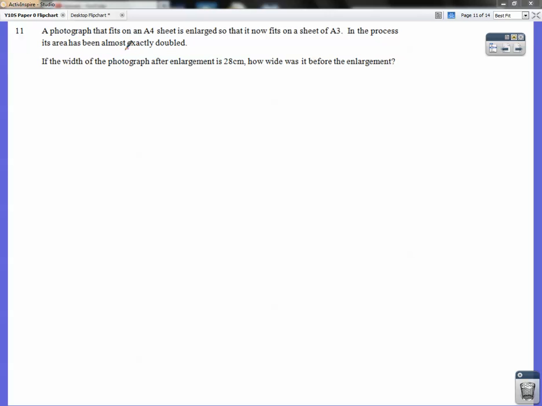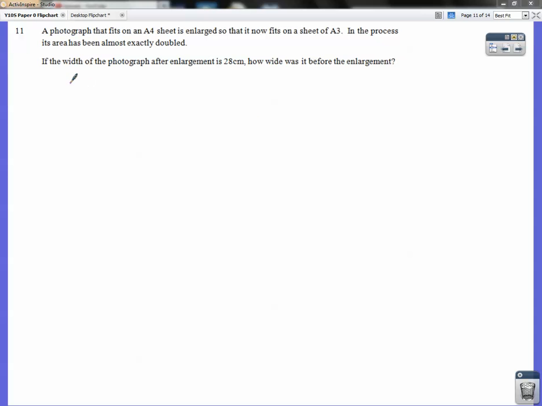The "almost exactly" is there to allow for the fact that maybe there is some slight inaccuracy in the actual photocopying process, but it's been enlarged and the area has been doubled. Now, if the photograph has been enlarged, then we're not distorting it. The enlarged version is similar to the original version. So the A3 enlarged version is similar to the A4 version, and the area scale factor therefore is 2, and from that we can work out the enlargement scale factor.